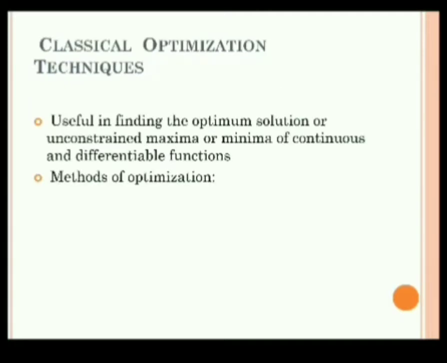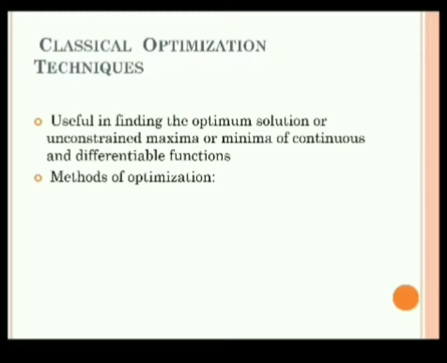Next, classical optimization techniques. They are useful in finding the optimum solution or unconstrained maxima or minima of continuous and differentiable functions. These are analytical methods and make use of differential calculus in locating the optimum solution. The classical methods have limited scope in practical applications, as some of them involve objective functions which are not continuous. Yet, the study of these classical techniques of optimization forms a basis for developing most of the numerical techniques that have evolved into advanced techniques more suitable to today's practical problems.